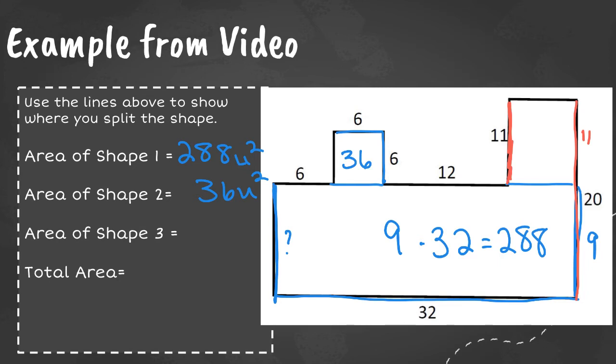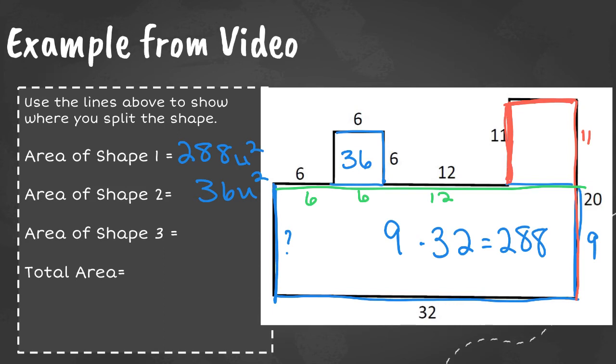So if I'm looking here, we'll use the red. So we have the length of it, how long it is, but we don't have that width. So this one you really have to think about. We know that all the way across is 32. But we also know that this is 6, that is 6, this is 12. So 6 plus 6 would be 12.